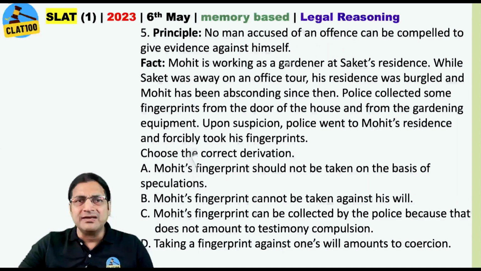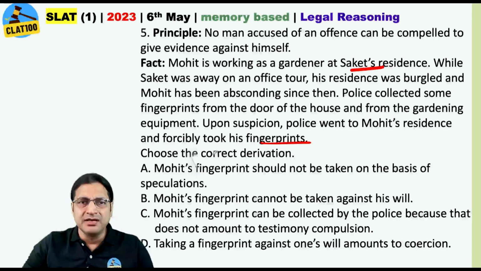Mohit is working as a gardener at Saket's residence. While Saket was away on an office tour, his residence was burgled and Mohit has been absconding since then. So police has all the reasons to apprehend something. Police collected some fingerprints from the door of the house and from the gardening equipment. Upon suspicion, police went to Mohit's residence and forcibly took his fingerprints. Choose the correct derivation. Mohit's fingerprint should not be taken on the basis of speculations.